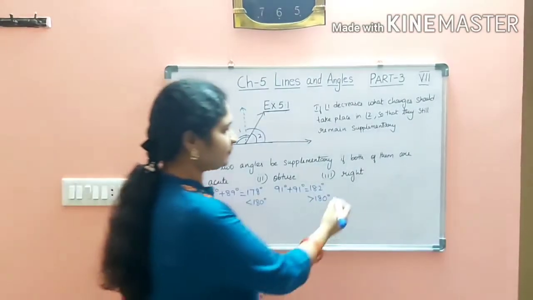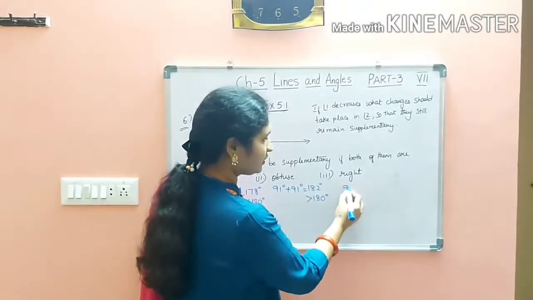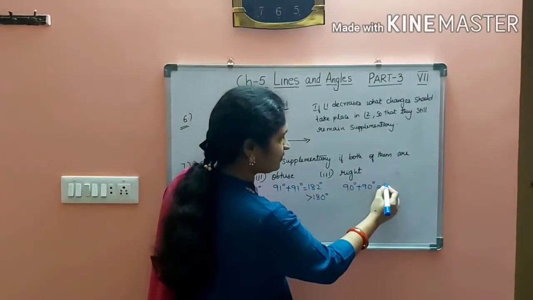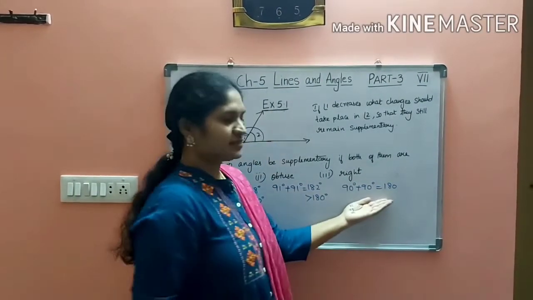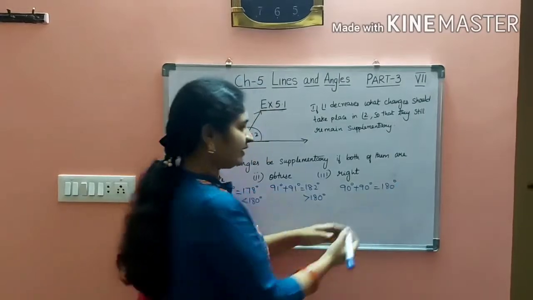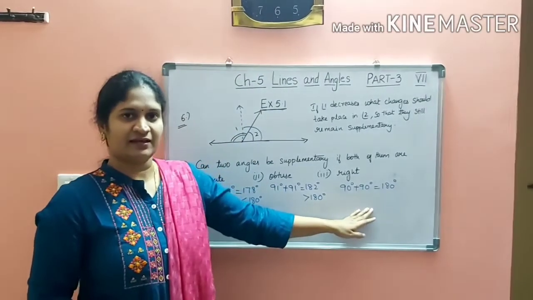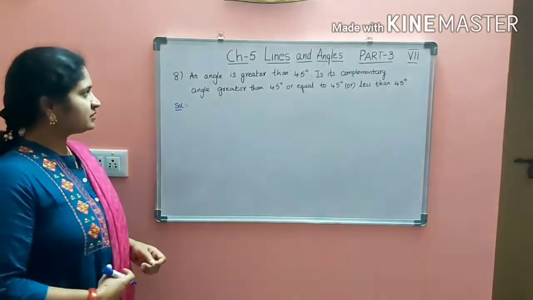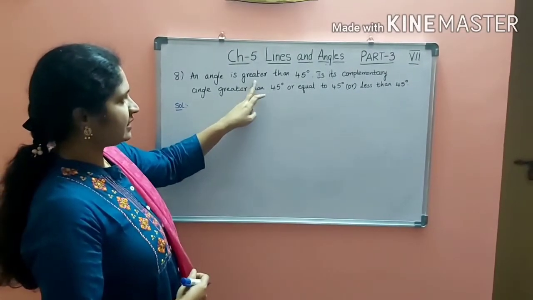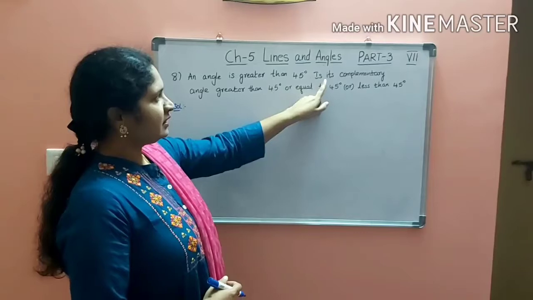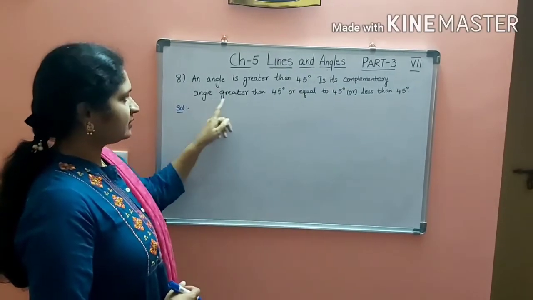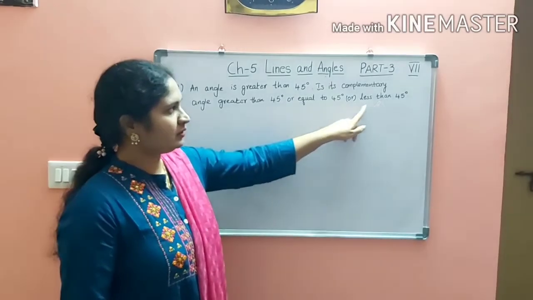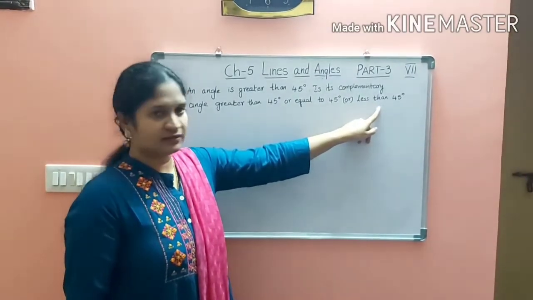Coming to the third one, two right angles we need to take. What are right angles, children? 90 degrees plus 90 degrees, which is equal to 180 degrees. Clearly two right angles are supplementary angles. Coming to eighth question, children. An angle is greater than 45 degrees. Is its complementary angle greater than 45 or equal to 45 or less than 45 degrees?